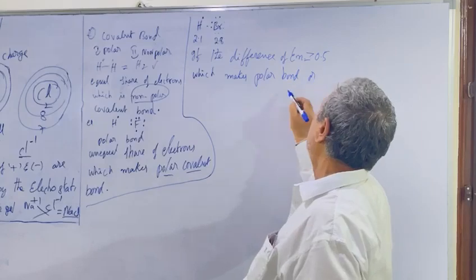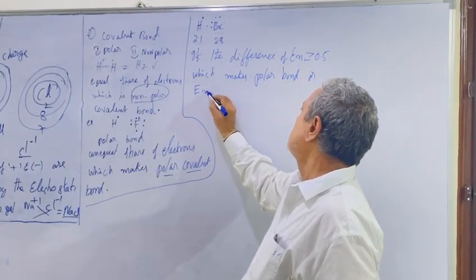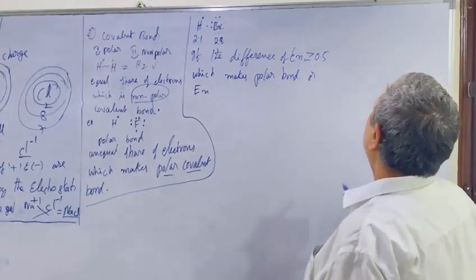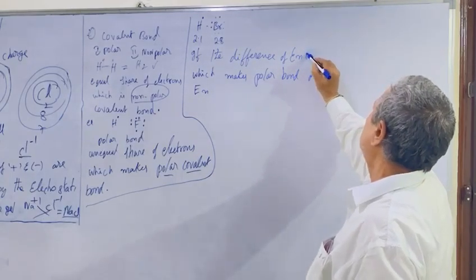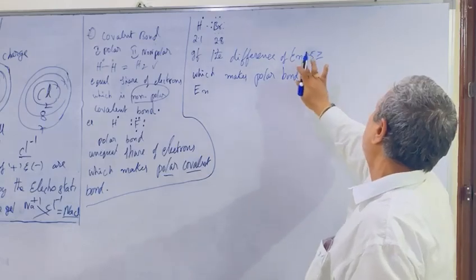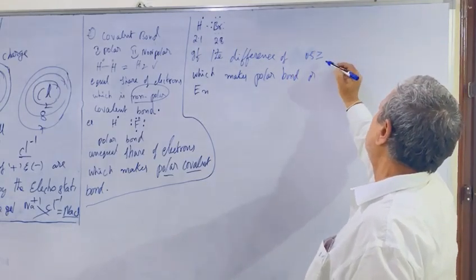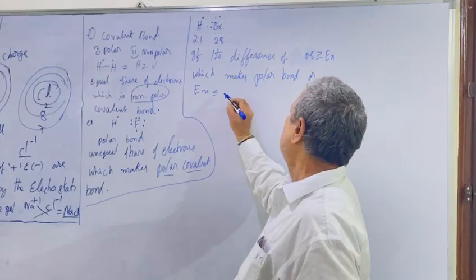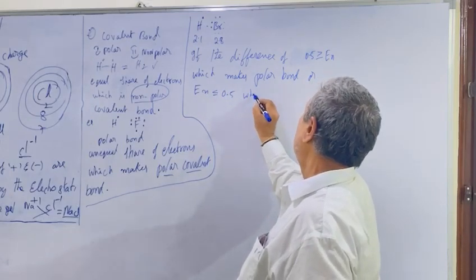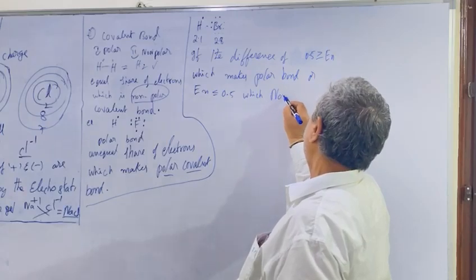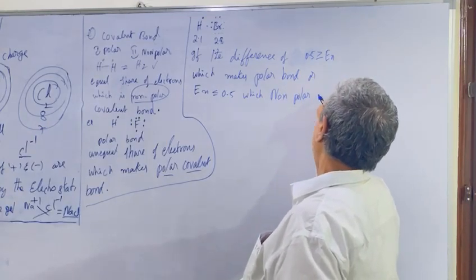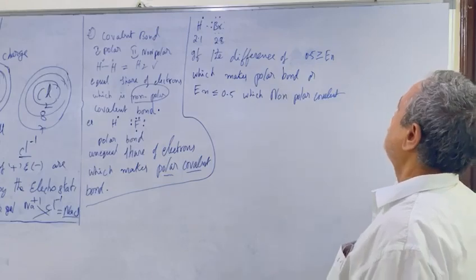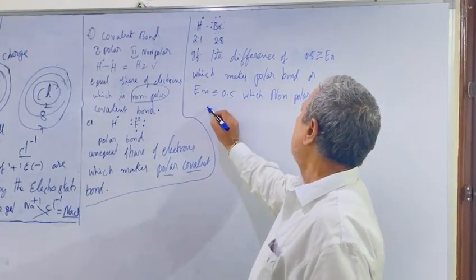Otherwise, if the electronegativity difference is less than 0.5, which makes a non-polar bond, a non-polar covalent bond.